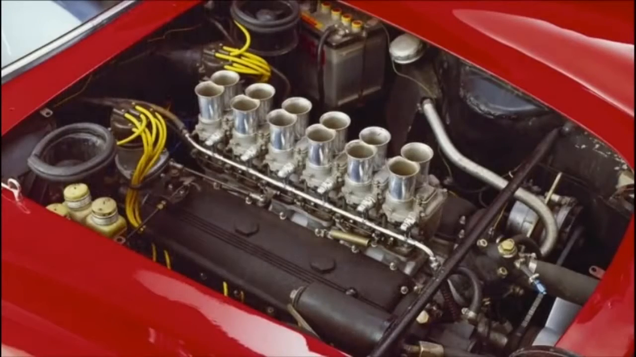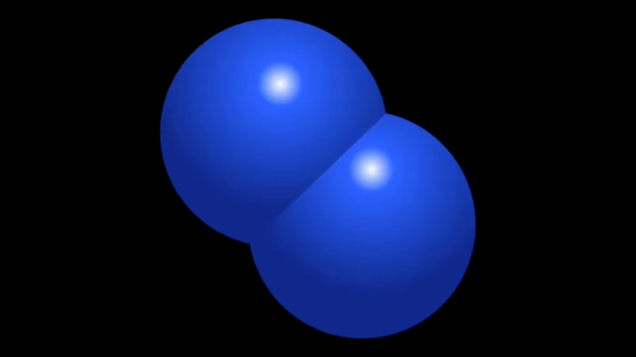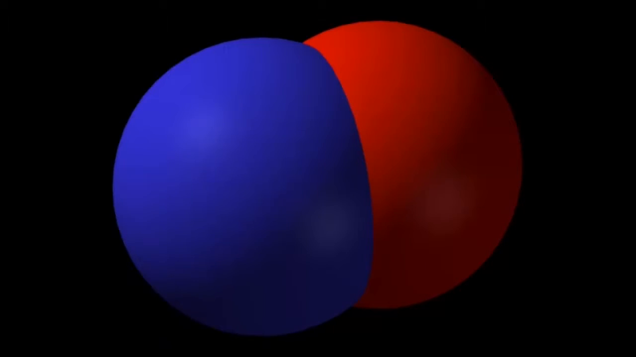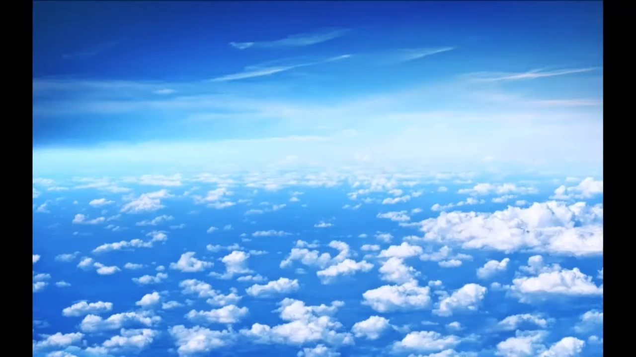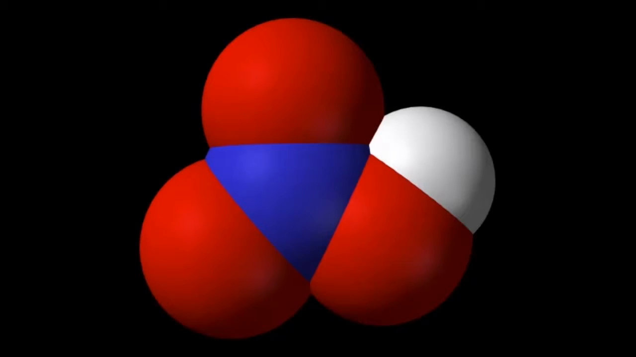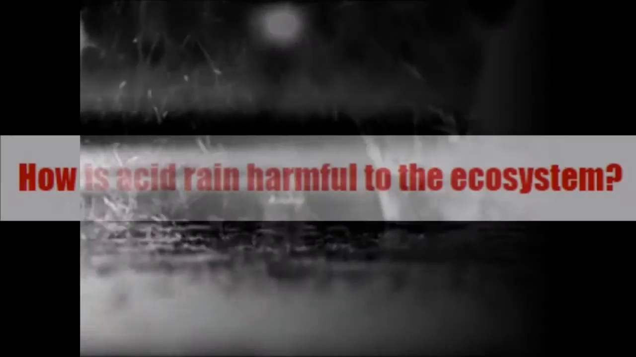Car exhaust releases nitrogen from its car cylinders, which then mixes with oxygen to create nitrogen oxide. This then reacts with water vapor high up in the atmosphere to create nitric acid, which later rains down in the form of acid rain, like sulfuric acid.